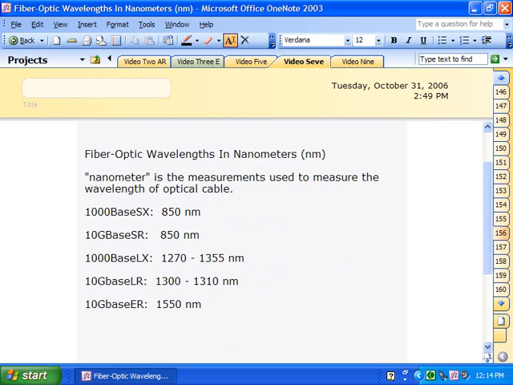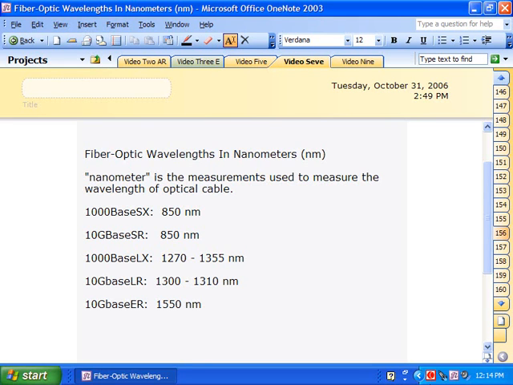Some fiber optic wavelengths you should probably know for your exam, because this is a part of fiber optic cabling, and what a nanometer is, whichever pronunciation you want to go with. This is the measurement used to measure the wavelength of the optical cable. And it would be a good idea for you to know these, since we're worried about the maximum signal lengths and all the other values.